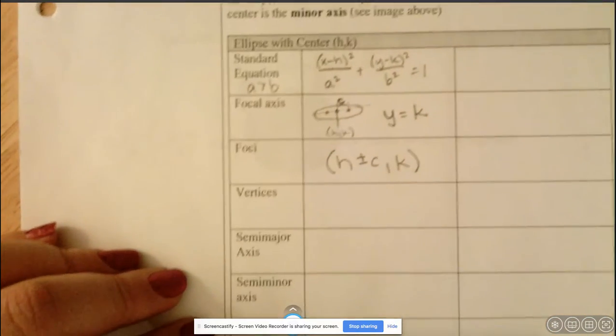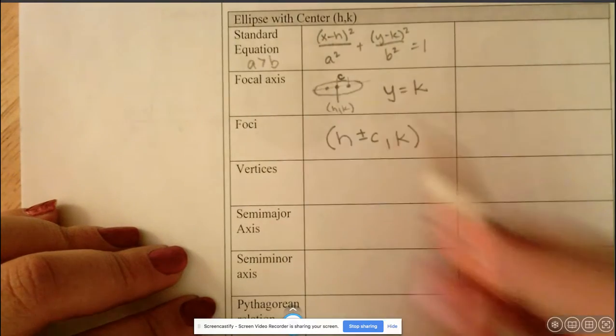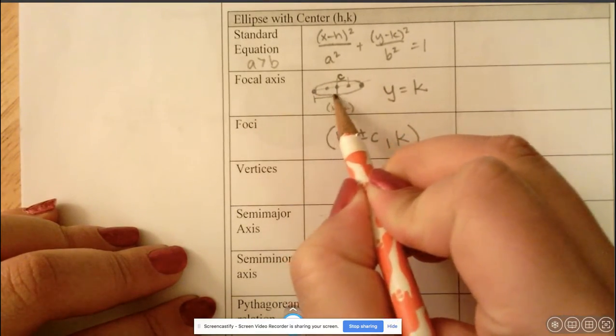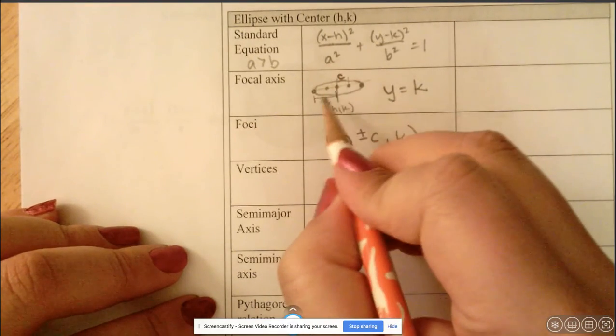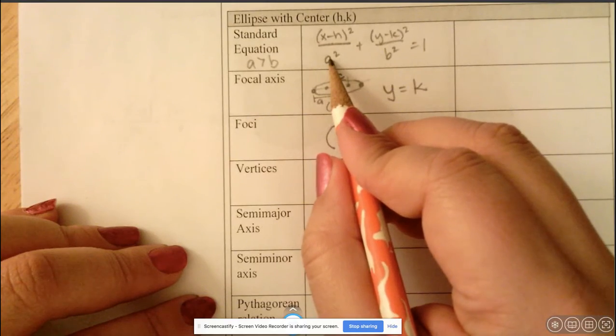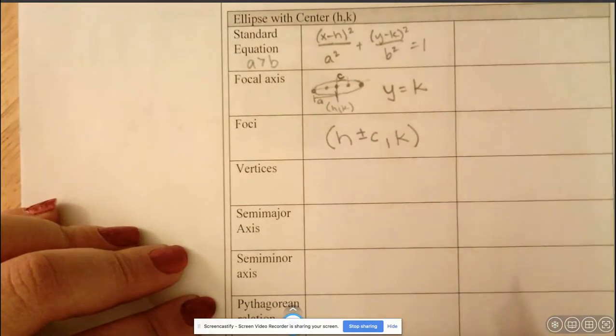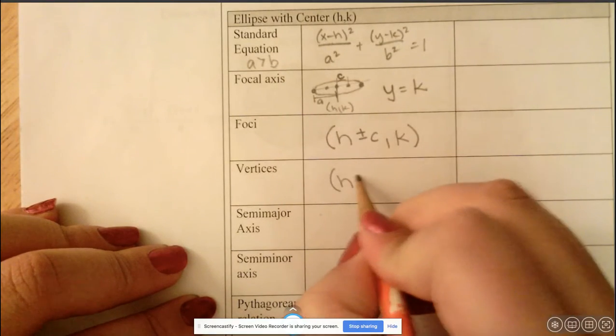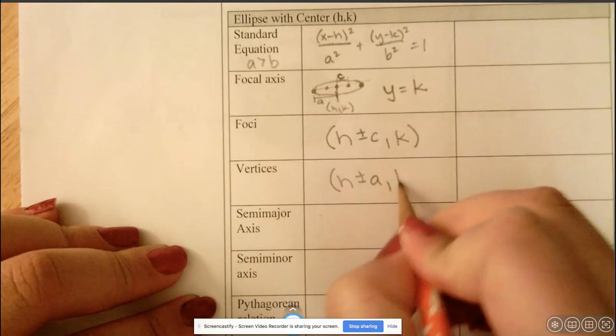And the vertices are over here on the ends, and they are a distance of a away from our center. a being the denominator of our x, but the denominator is squared. Now again, this is changing our x direction, so we have h plus or minus a, comma k.